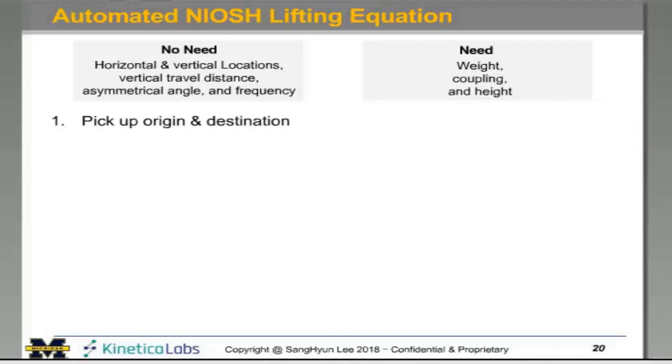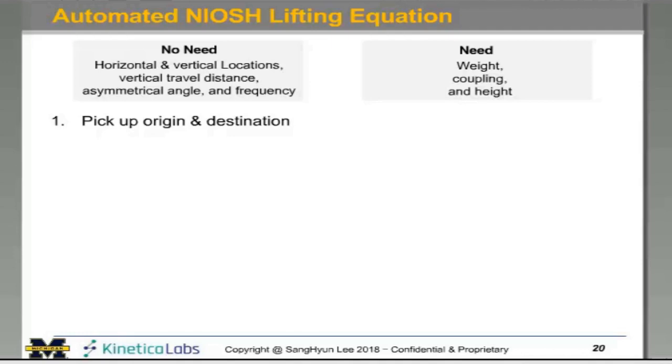So there are two ways that we can use this NIOSH lifting equation. The first way is, like what you do, you can pick the origin and destination, then we will calculate all the necessary input. It's straightforward, right? Because now you have two images as an origin and destination, and we can identify angles, but at the same time, we can measure the distance.